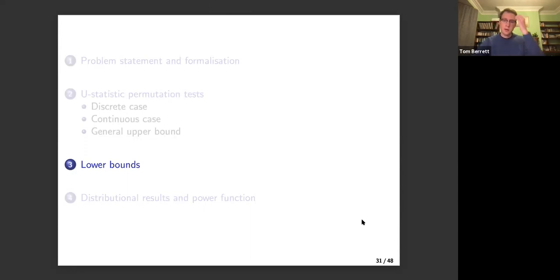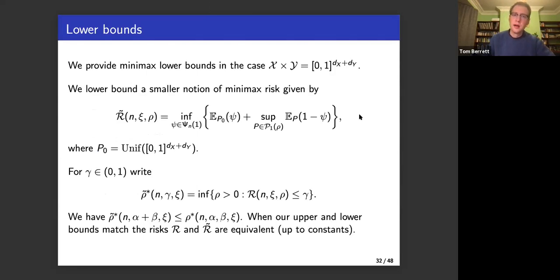Okay, let's talk a little bit about the lower bounds. I'm going to focus on the continuous case here because it's simpler to discuss, but there is more in the paper if you're interested. On a technical level, we're bounding below a slightly different notion of the minimax risk, a smaller notion, so it's important that it's smaller. This risk is always less than or equal to the standard risk we're using, and the difference is that in this risk, we only look at the type 1 error at a single element of the null parameter space.